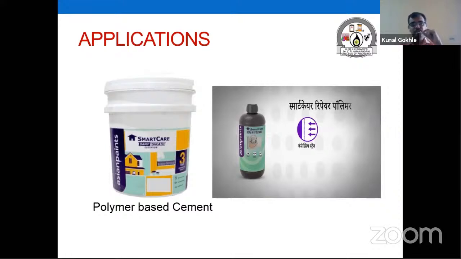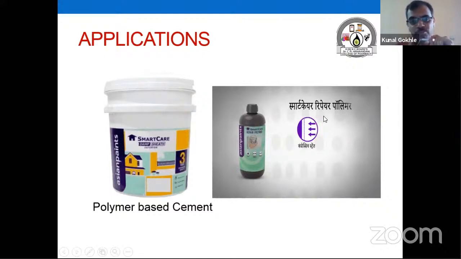It is related to repairing purposes, repairing walls. So here is the famous brand of Asian Paints, which is nothing but a damp sheet, which is nothing but a polymer-based cement. In this case, the natural polymer is modified in such a way that whenever it comes in contact with moisture, it swells and helps to repair the cracks that are present in the wall. So if there is seepage in the wall, and you want to correct the seepage, then it is used.